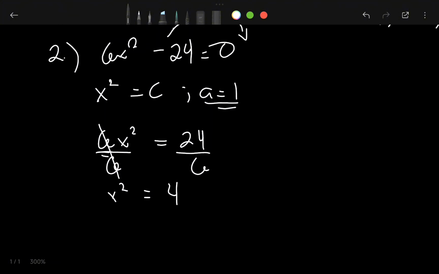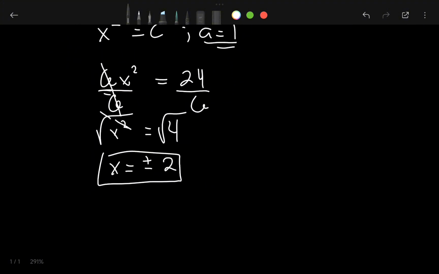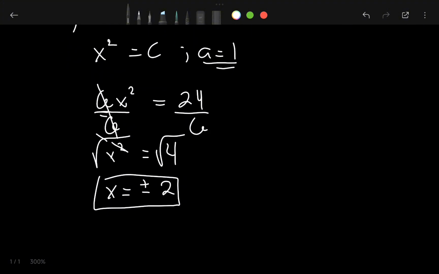Now, since a is equal to 1 already, we can now apply the square root property. So square root both sides of the equation, so we can cancel this and bring down x is equal to positive negative, so do not forget that one. The square root of 4 is 2. So this will become your final answer. x is equal to positive 2 and negative 2.